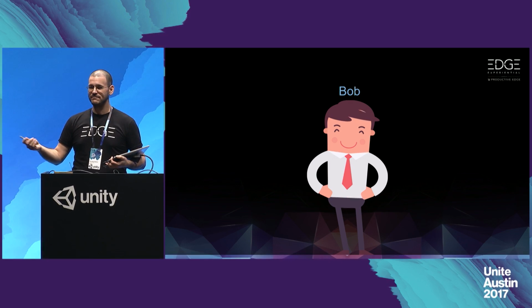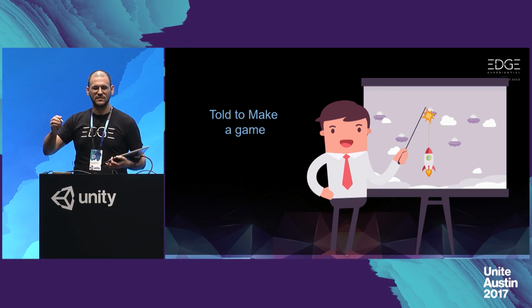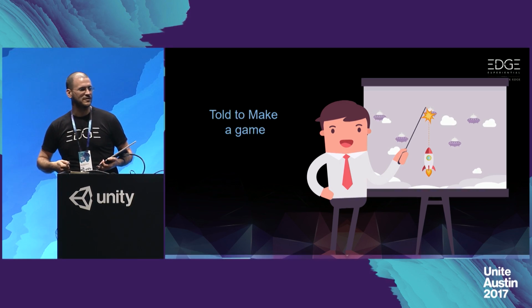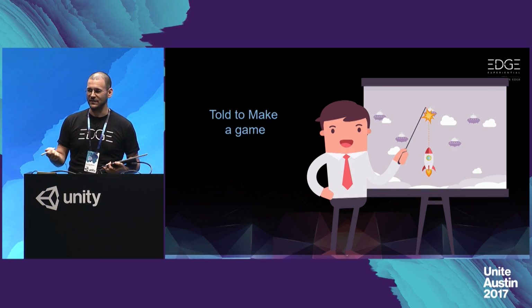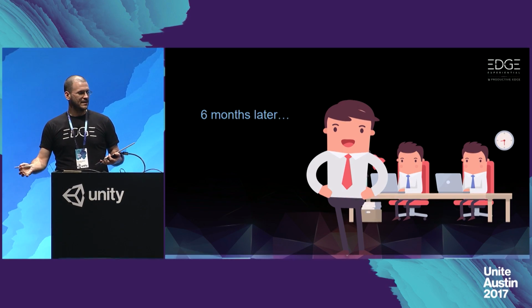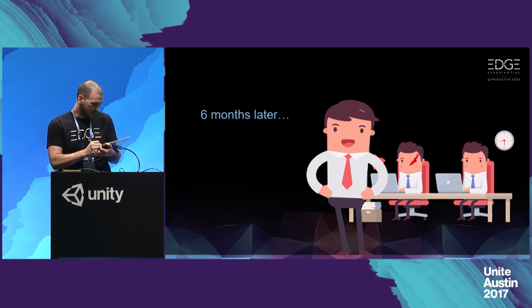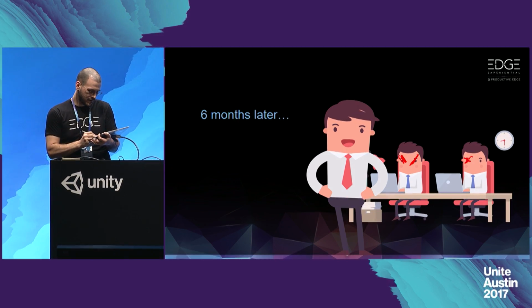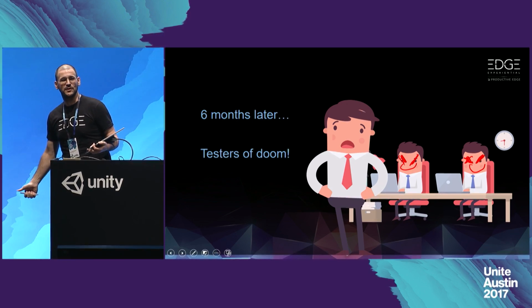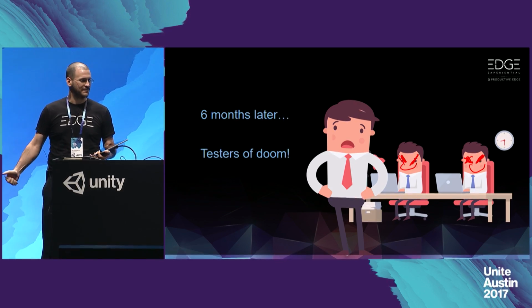Why is Bob happy? Because he was told to make a video game. So great, I'm at my day job, I get to make a video game, which I'm sure is most of us in here right now anyway. So he gets to make a video game. 6 months later, they go to the testers of doom. Well, actually, they were just regular testers, but his product really wasn't that fun when they tried it.